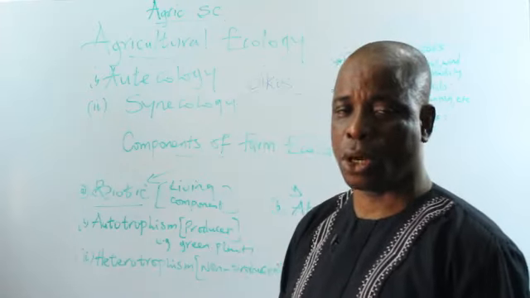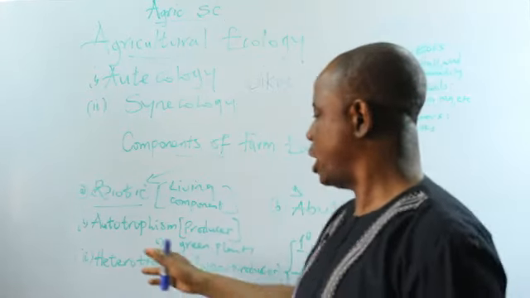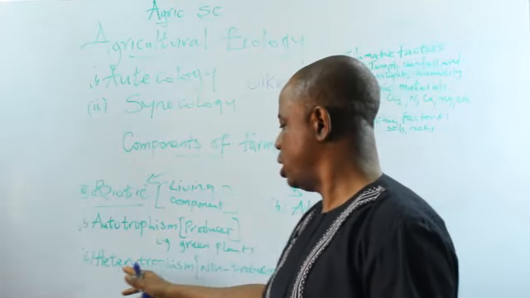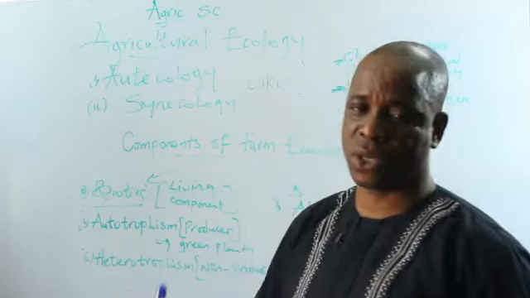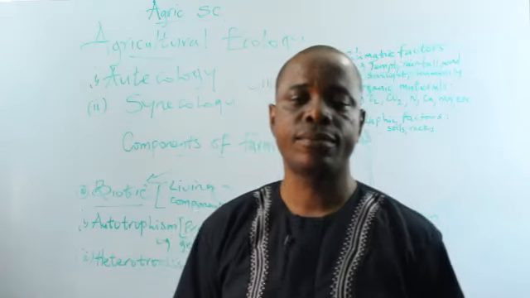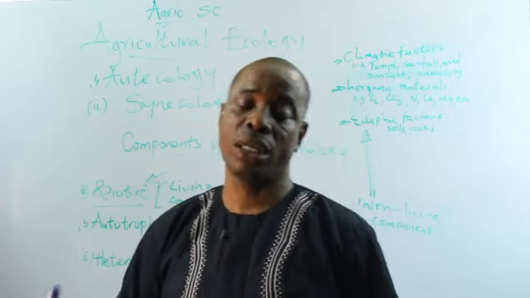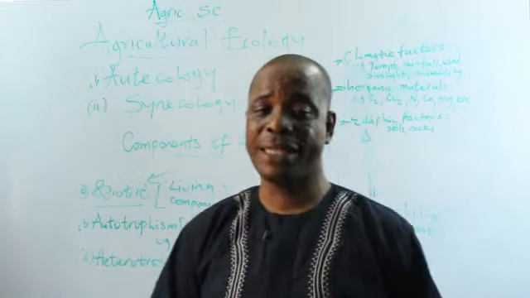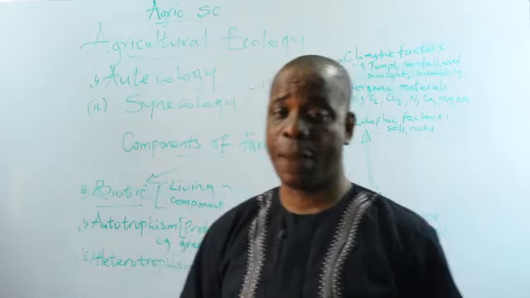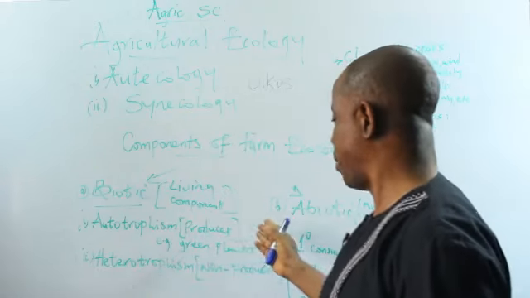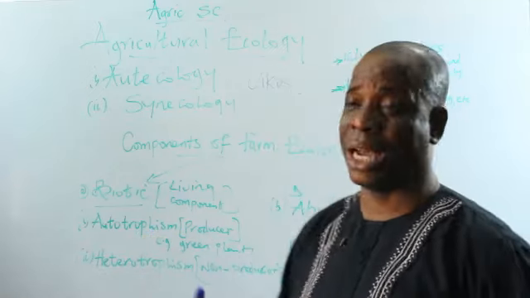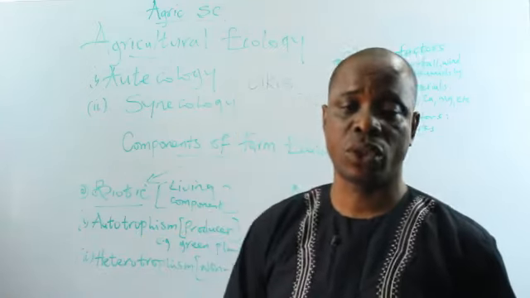Now, the living component, the biotic component, is also divided into two. You have the autotrophs and you have the heterotrophs. Now, in an ecosystem, you have the group of organisms that produce the food they eat, while you have the group of other organisms that don't produce food, but depend on the producers, the autotrophs, for their food. Those that produce their food are the green plants, and they are called autotrophs. They are able to produce their food through the process known as photosynthesis.